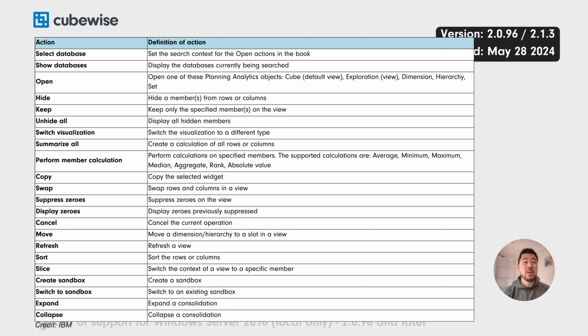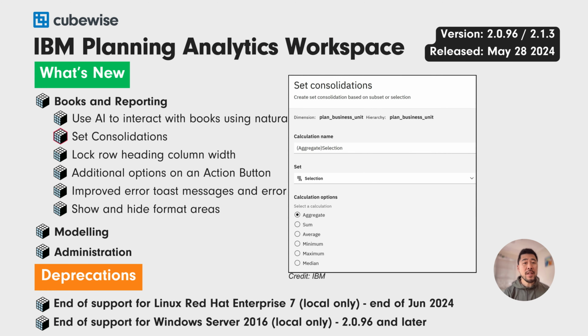Please note that this release supports English only and requires a separate license purchase, which is not included in a standard Planning Analytics Workspace license. The set consolidation feature allows you to quickly apply a calculation such as a sum, average, minimum, or max on a set. In this version, you can now select the members for the calculation, providing more ways to efficiently analyze the data.